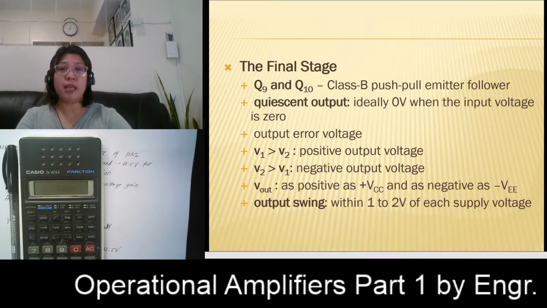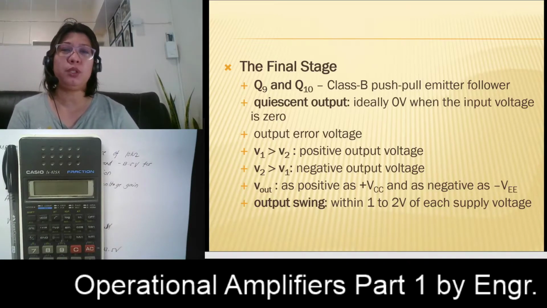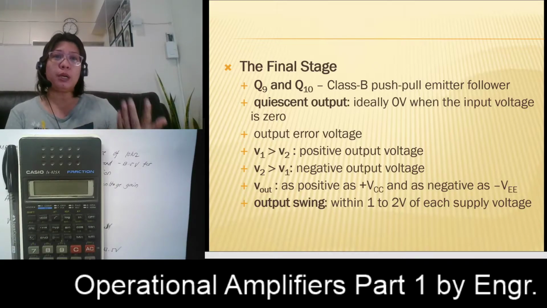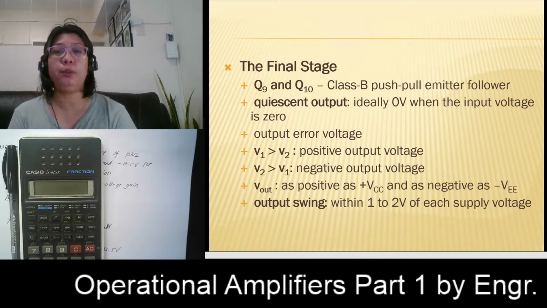And then for the final stage, our final stage is your Q9 and Q10. They are combined to produce our class B push-pull emitter follower. For our quiescent output, as I've mentioned earlier, ideally it is equivalent to zero voltage when the input voltage is zero. When you have an input voltage equal to zero and you read an output voltage at the output terminal, we call that the output error voltage.